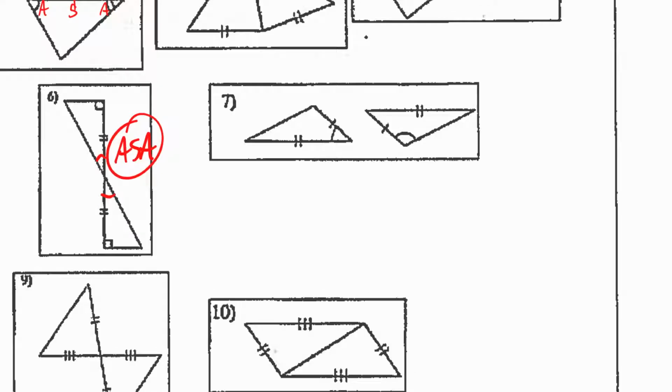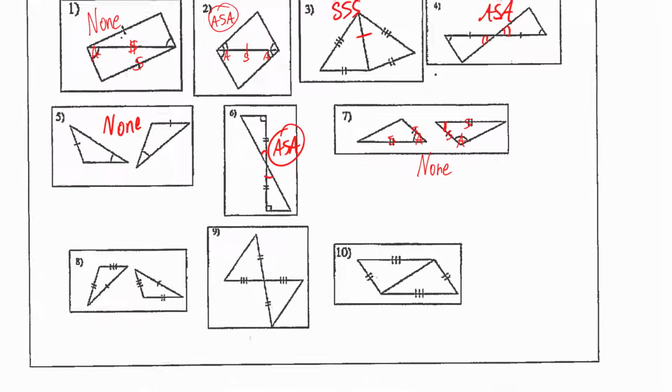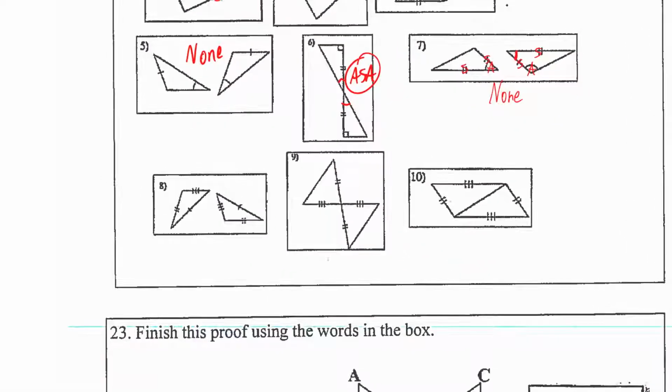Okay, this one's a little bit tricky. If you notice, it's side, angle, side here, but on this one, it's angle, side, side. They didn't mark it in the same place. If they would have marked it right here, that would have been side, angle, side. But the way they have it marked, they do not match up. So this is a none here. Okay, number 8. How are those? By SSS. Number 9. Side, angle, side. And then number 10 is side, side, side.